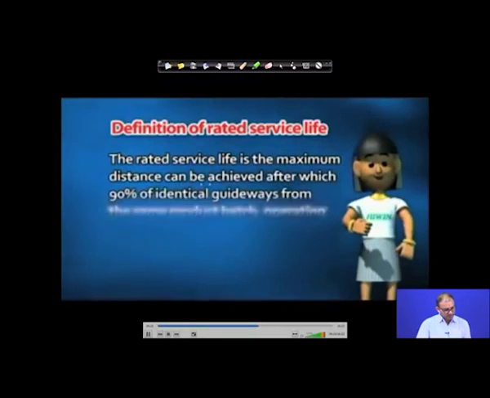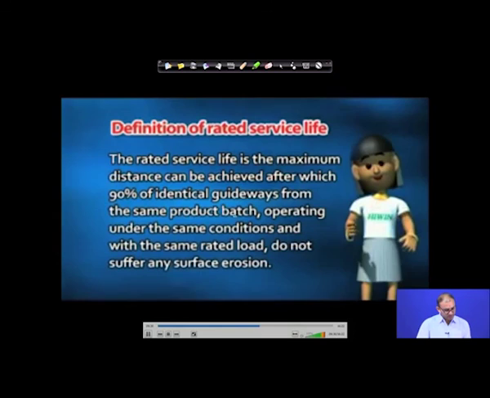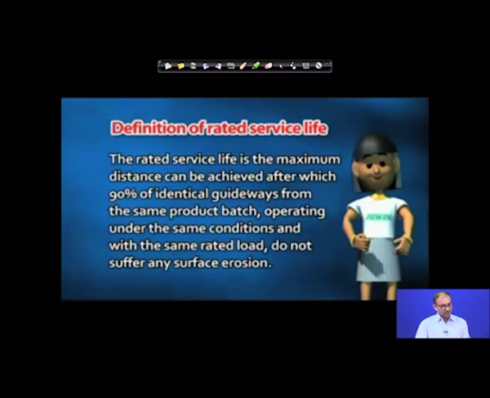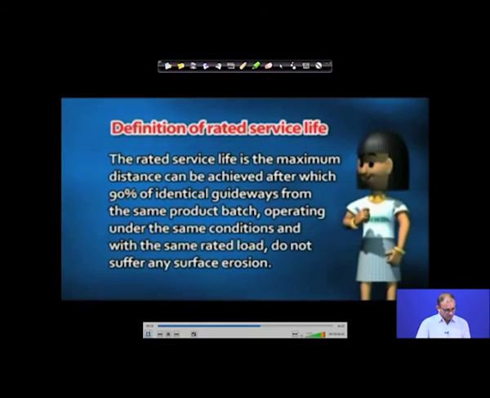So, it is the maximum distance that can be achieved after which 90% of identical guideways from the same product batch, operating under the same conditions and with the same rated load, do not suffer any surface erosion. Our objective is: what is the distance it can cover with 90% of the guideways without any deformation. The higher this is, the more the service life of the component.